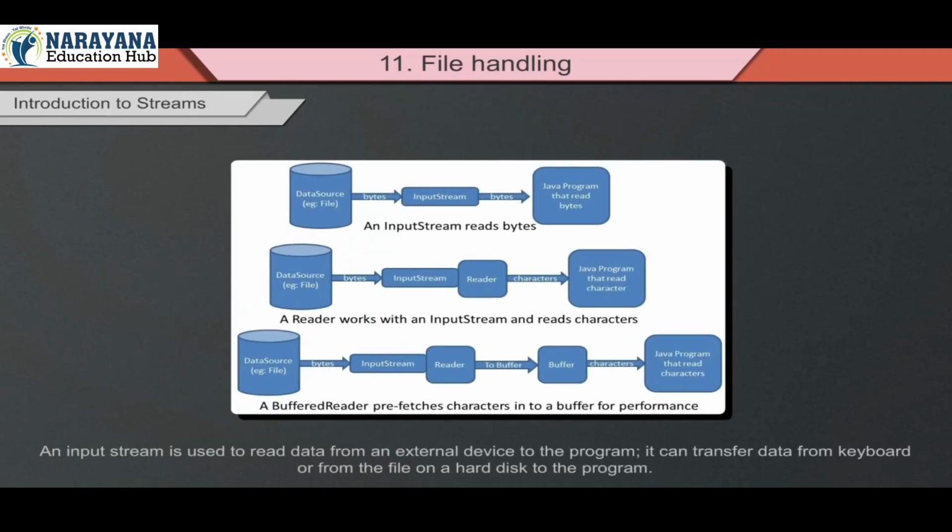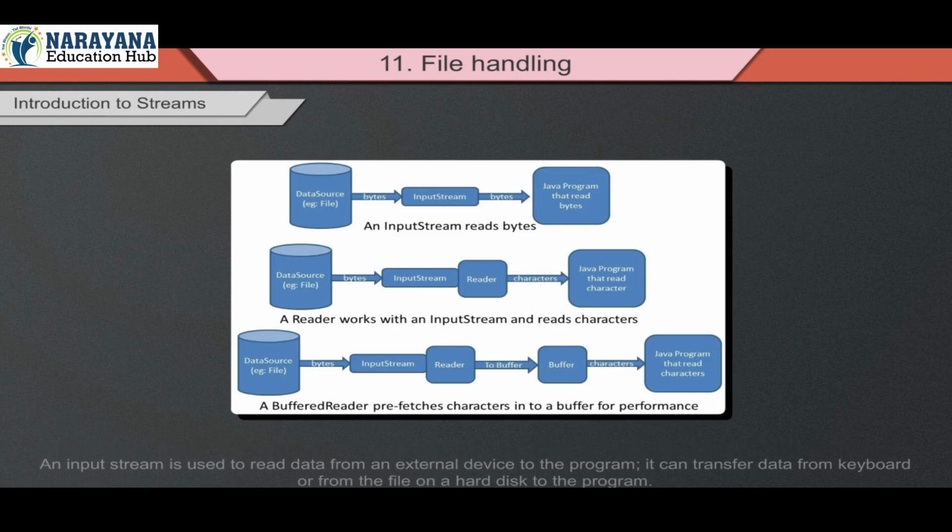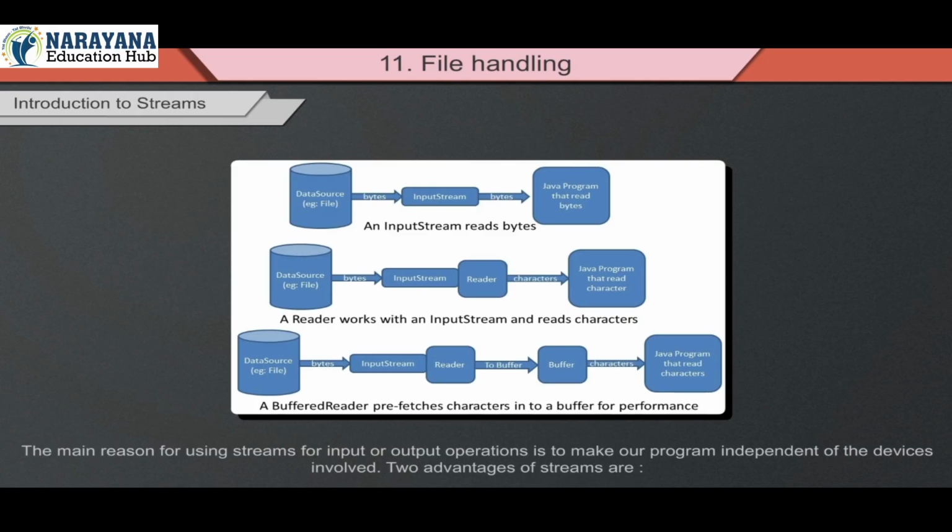An input stream is used to read data from an external device to the program. It can transfer data from keyboard or from the file on a hard disk to the program. The main reason for using streams for input or output operations is to make our program independent of the devices involved.